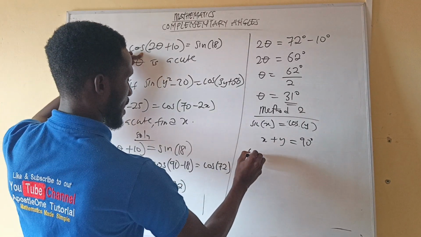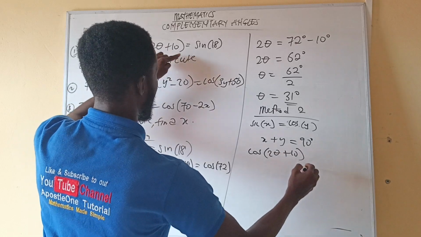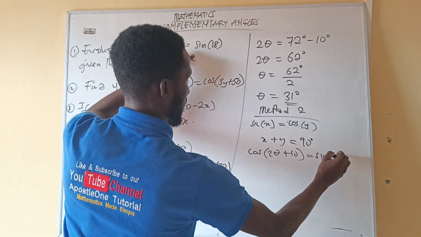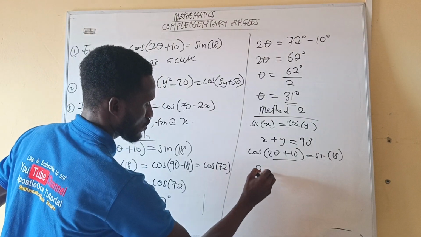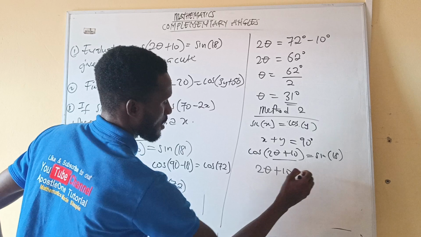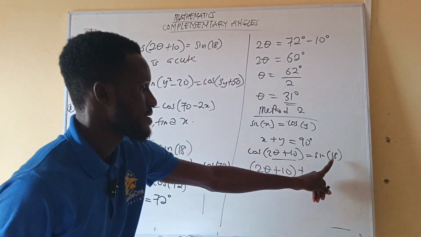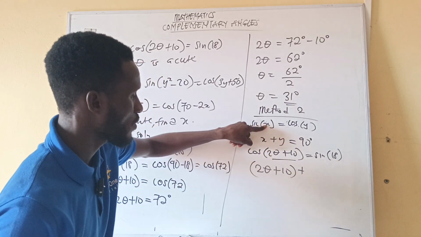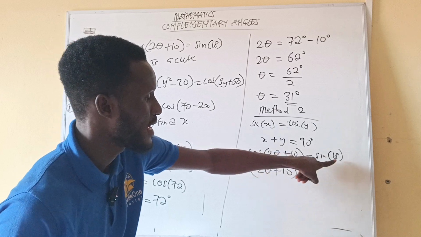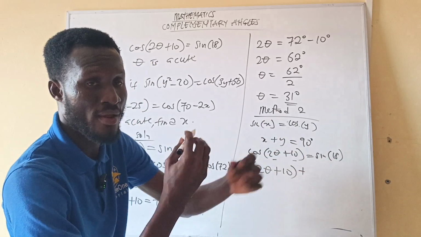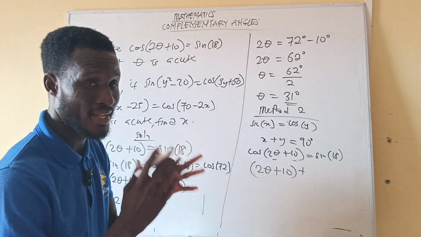So I have cosine of 2 theta plus 10 equal to sine 18. So what I'm going to do is that the angle here, that is 2 theta plus 10, plus the angle here. Don't forget that this one is the x, this one is the y. You get it? So when you add the angle of the cosine and then the angle of the sine, they are complementary. We're supposed to get 90 degrees.